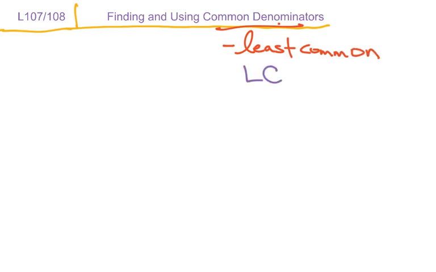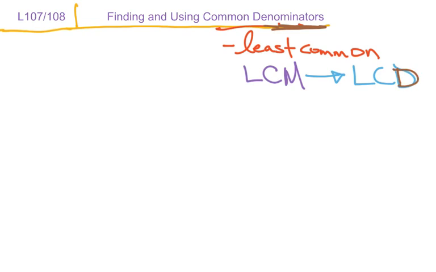Now, you're probably like, well, I know about LCM. Are we talking about the same thing? Yeah, theoretically, kind of. LCM stands for the least common multiple, and we utilize LCM to determine LCD, the D standing for that denominator, right?